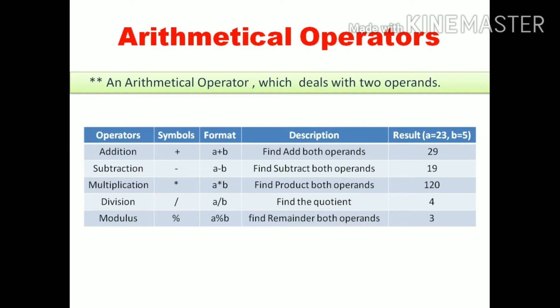So addition will be here 29, 24 plus 5. 24 minus 5, it will be 19. 24 into 5, it will be 120. 24 by 5, it will be 4 point something, but I here use 4 as int, and 24, but last I use 23 mod 5, so answer will be 3. So that is all about arithmetical operators.